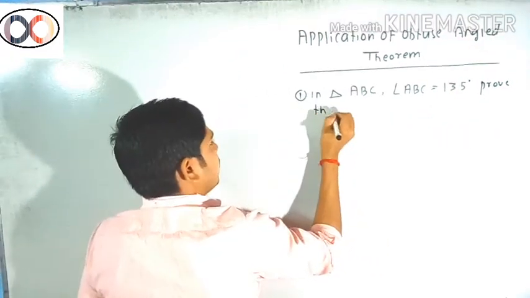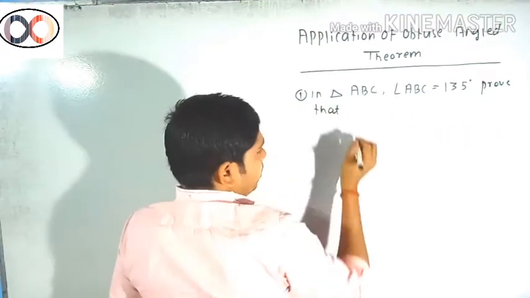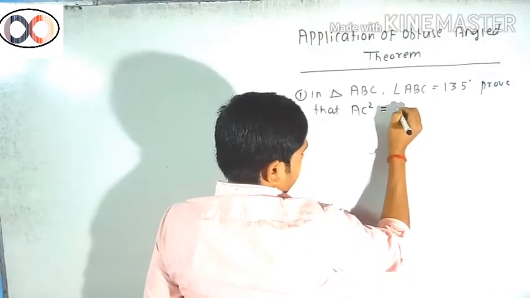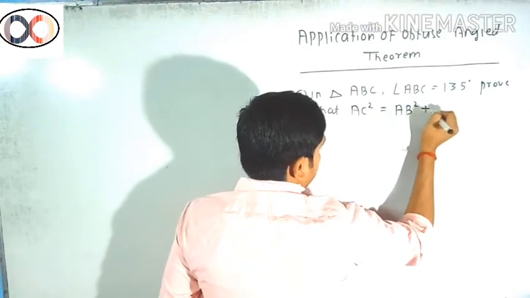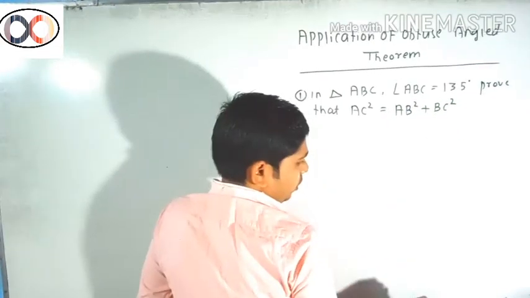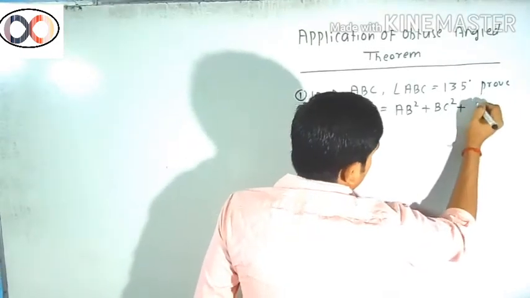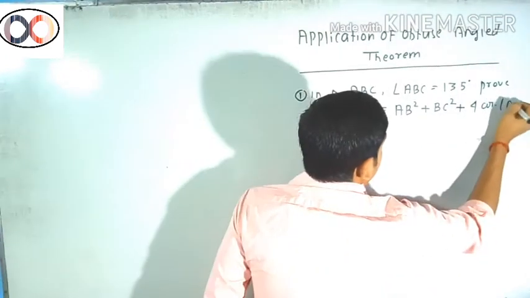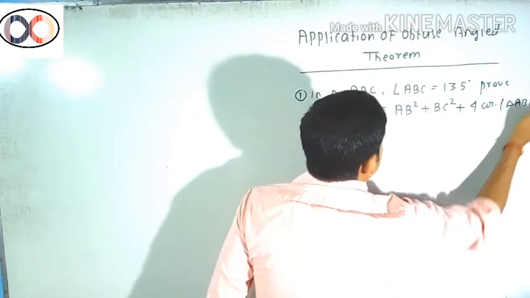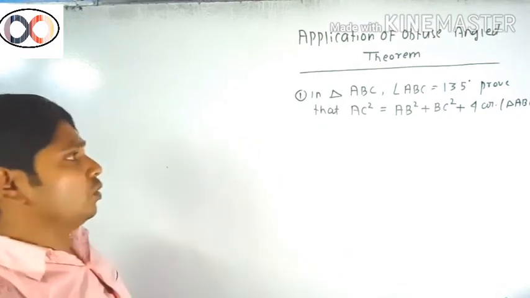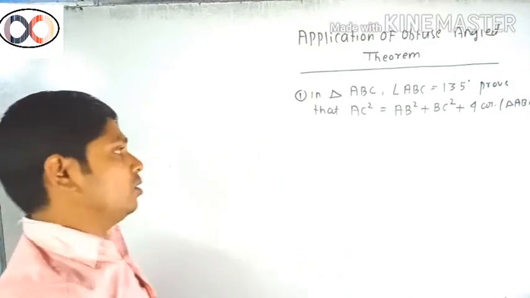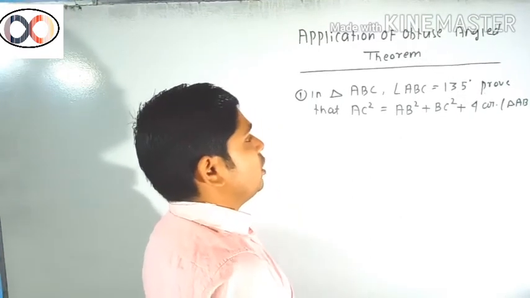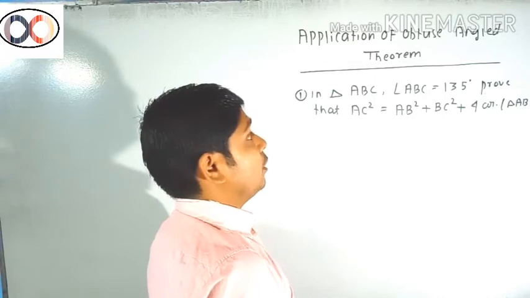We need to prove here AC square equals AB square plus BC square plus 4 into area of triangle ABC. So this is the question, students. You need to prove here AC square equals AB square plus BC square plus 4 into area of triangle ABC. First of all, you should go through the obtuse angle theorem.